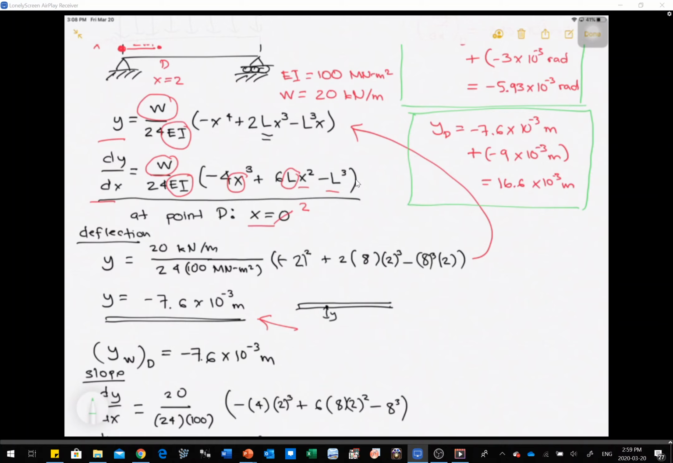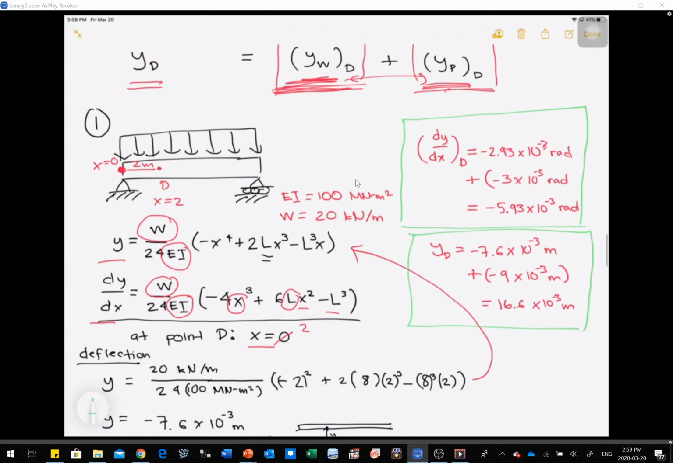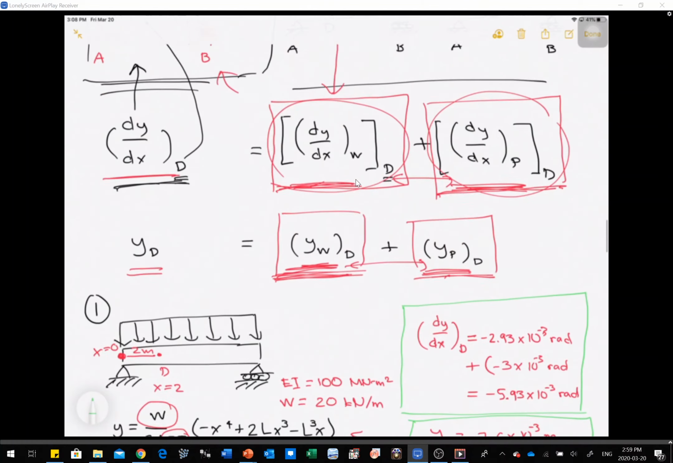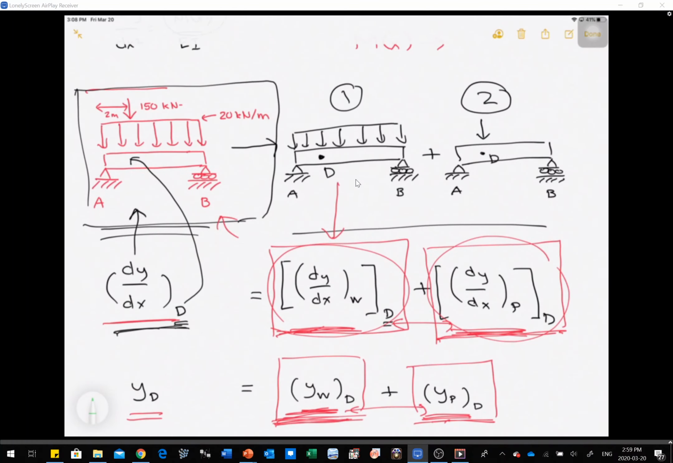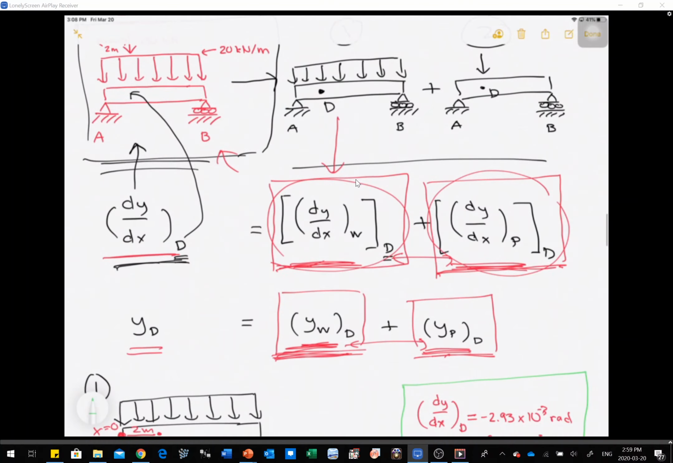So now we are finished discussing the method of superposition. Again, from a complicated system, we can split it into two simple beams, and then whatever the slope or deflection at those points, we can add them together, which are defined in this lecture right here.